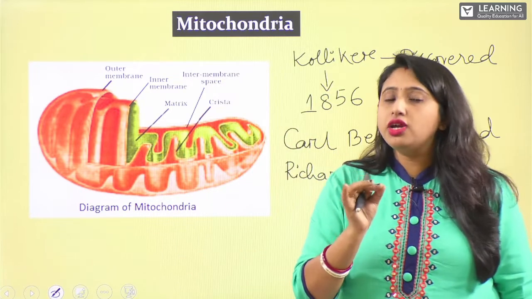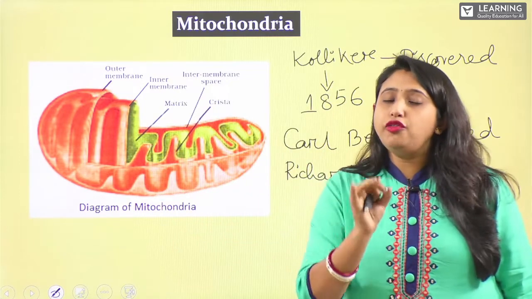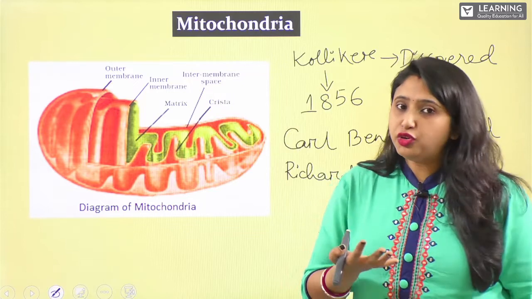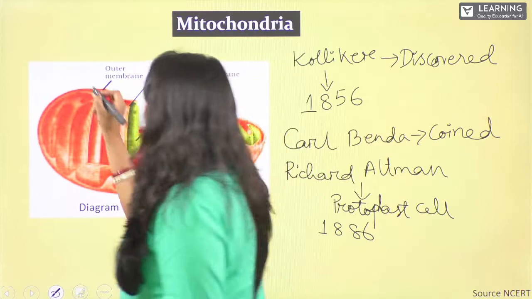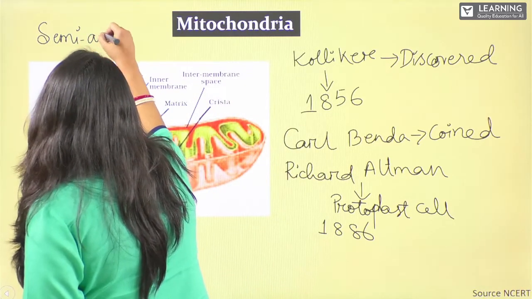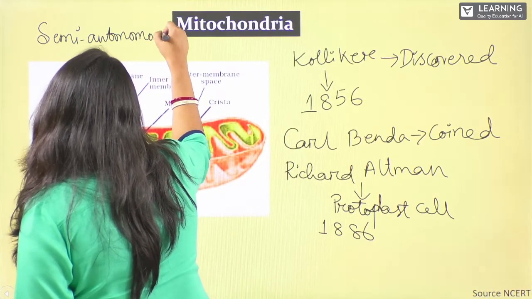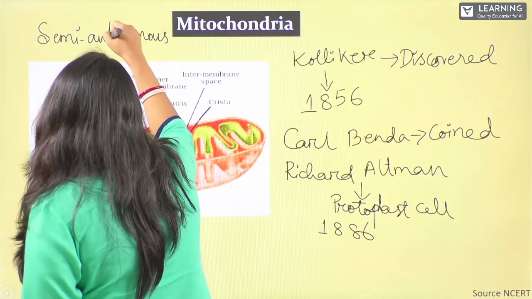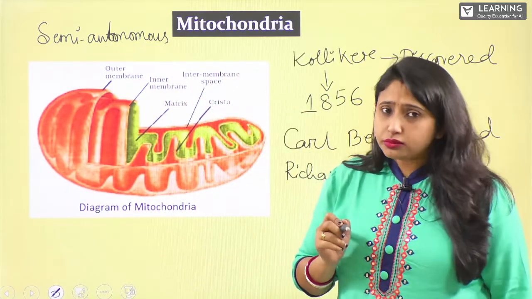That is, mitochondria and plastid have their own DNA, with the help of which they can produce protein. They also have ribosomes, which help in the formation of protein. So they are semi-autonomous cell organelles.